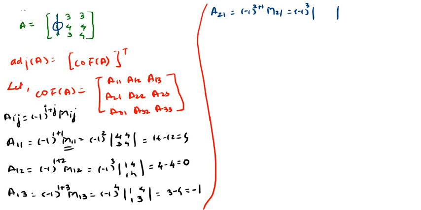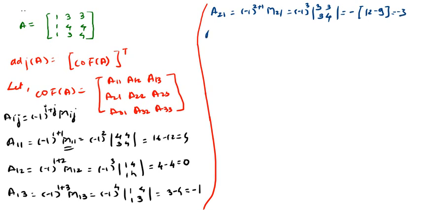Okay, so hide this column, this row. What remains? 3, 3, 3, 4. Okay, so this is 3, 3, 3, 4. So this will be -12 minus 9, which is equal to -3.